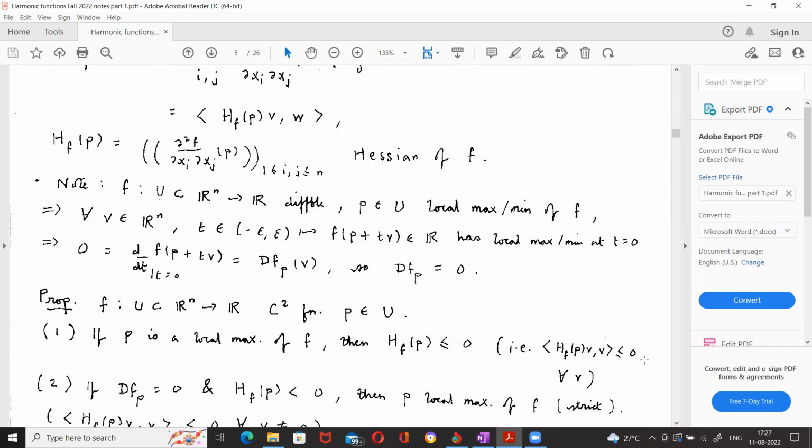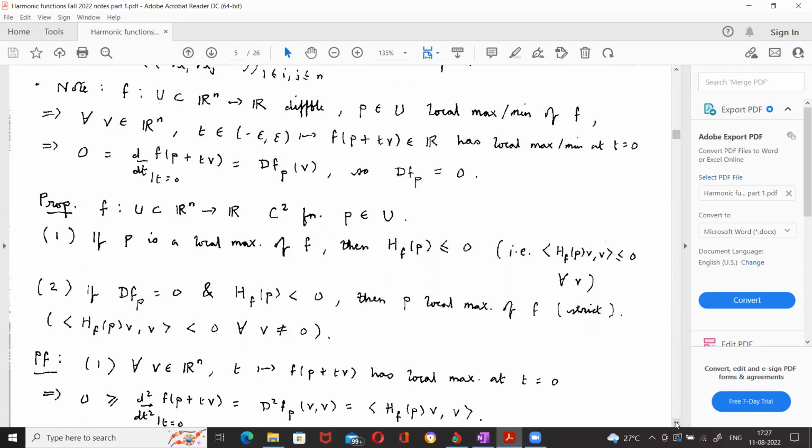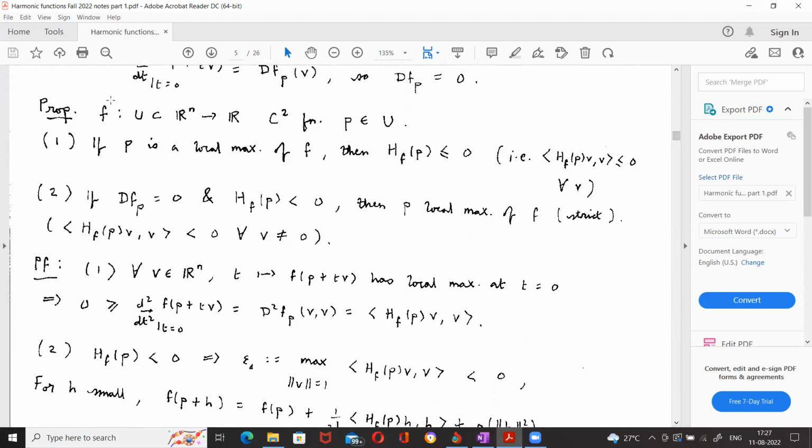Now, what about the second derivative test? In calculus, we have the second derivative test. What does that give us in higher dimensions? Suppose f is a C2 function from Rn to R, and then we can say the following. If P is a local maximum of f, then the Hessian will be negative semi-definite. So Hf at P will be less than or equal to 0. Well, what does this mean?